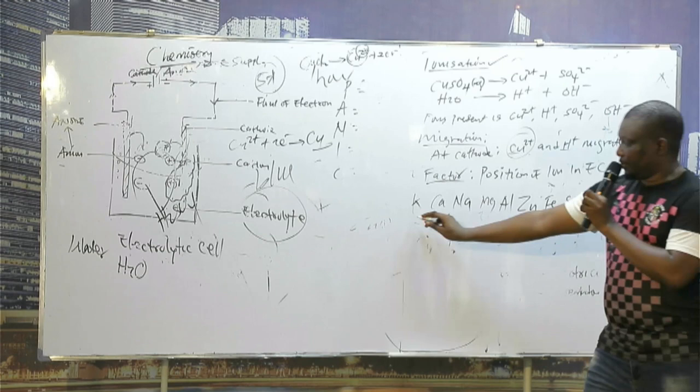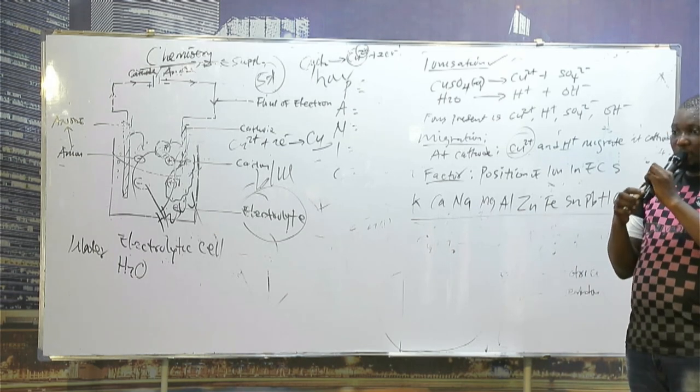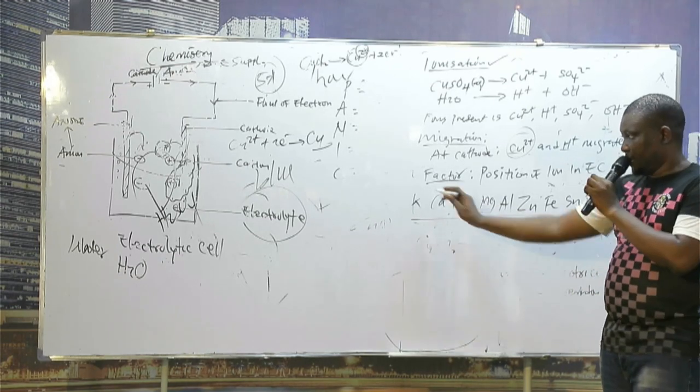If you are going from K to Au, what happened? It is increasing. Increasing order of discharge. Increasing ability to discharge is what is happening. Or decreasing order of reactivity. Can you use the word? Carbon, it's a useful word.